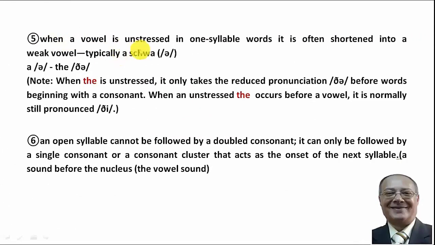When a vowel is unstressed in a one-syllable word, it is often shortened into a weak vowel, typically schwa: a, the. Note, when the is unstressed, it only takes the reduced pronunciation before words beginning with a consonant, like the cat. When an unstressed the occurs before a vowel, it's normally still pronounced thee, like the giant.